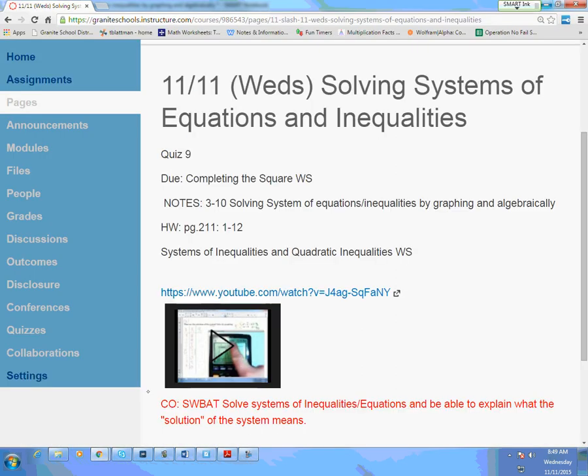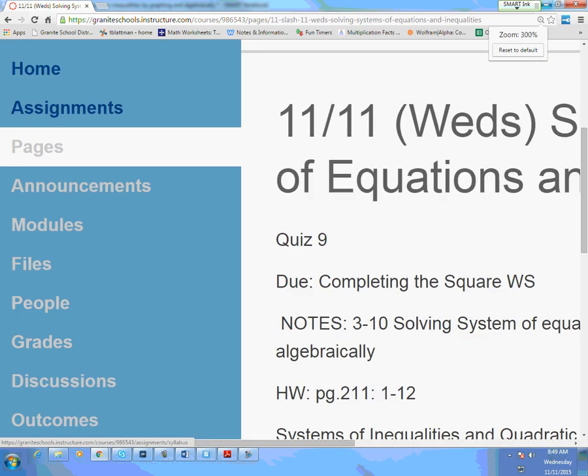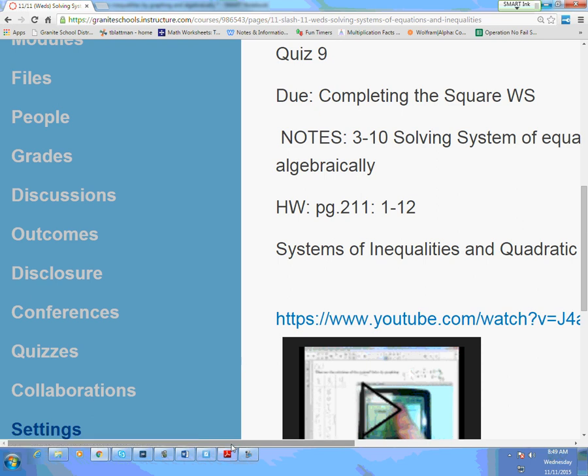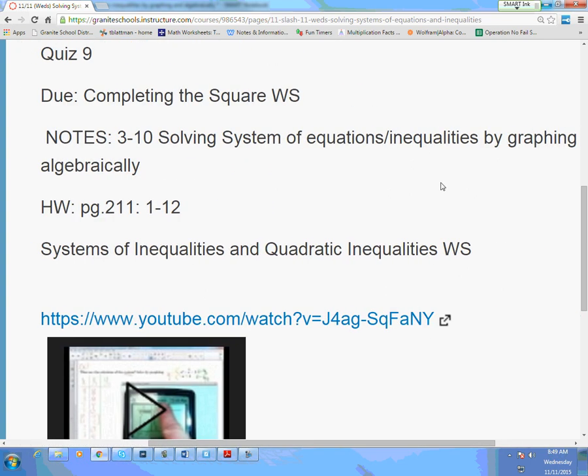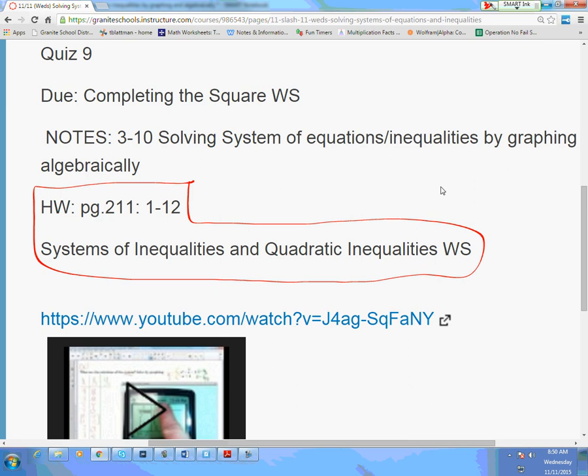So if you have your homework calendars, or your own personal planner, page 211, you have 12 problems on equations. And then this worksheet on inequalities. Page 211, 1 through 12, and this worksheet on inequalities. So in total, the worksheet has 17, I think.